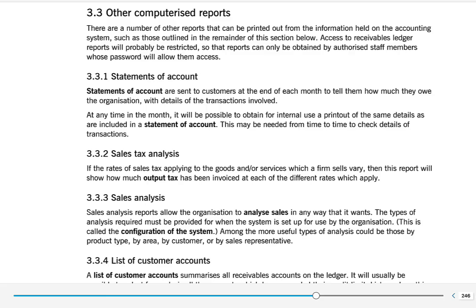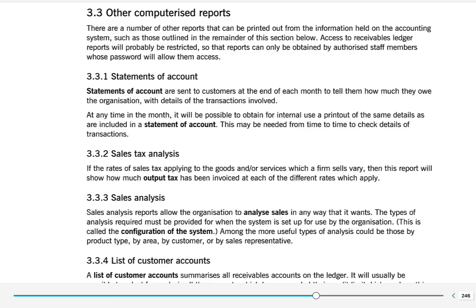Answer, you should say sales analysis. Question 3. Which report helps a credit controller quickly identify customers who exceeded their credit limit? Answer, you should say a list of customer accounts filtered to show those over credit limit.